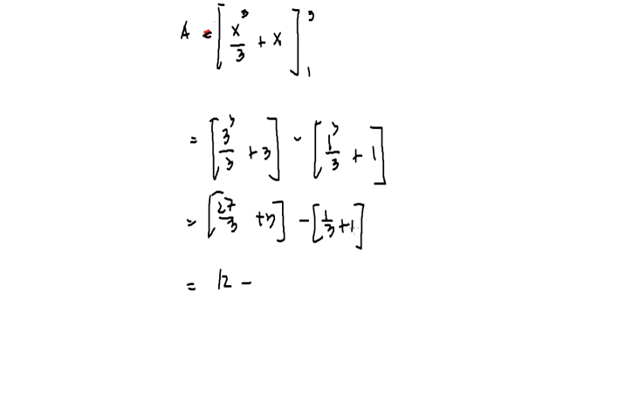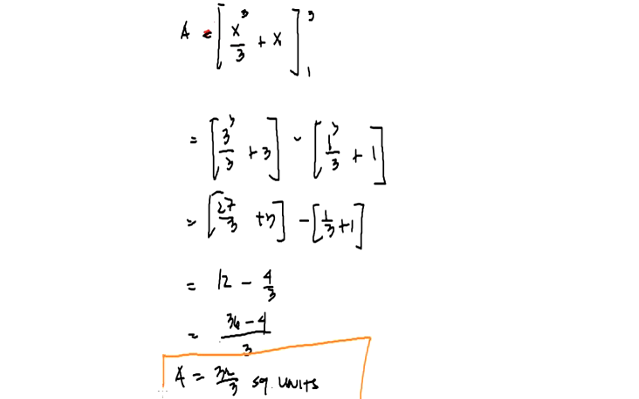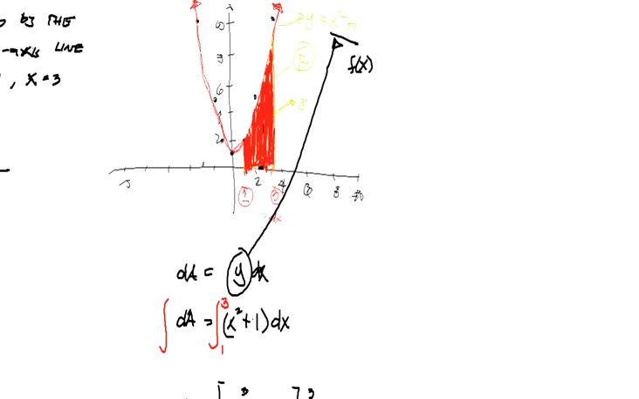We have 1/3 plus 3 over 3, or 4 over 3. Right? Then 12 minus 4 over 3. We have over 3, 12 times 3 is 36, minus 4. Our A is equal to 32 all over 3 square units. So this is now the area of this region bounded by the curve y equals x squared plus 1 and the x-axis from x is equal to 1 to x is equal to 3.